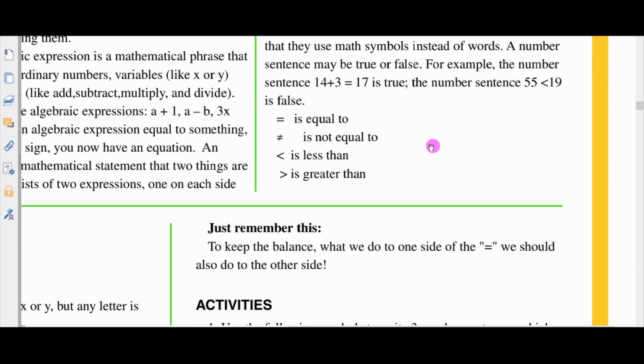Now here are some symbols. Equal means is equal to. The equal sign with a slash through it is not equal to. Then we have the alligator mouth that is open to the left, that is less than, and the alligator mouth that is open to the right, that is greater than.